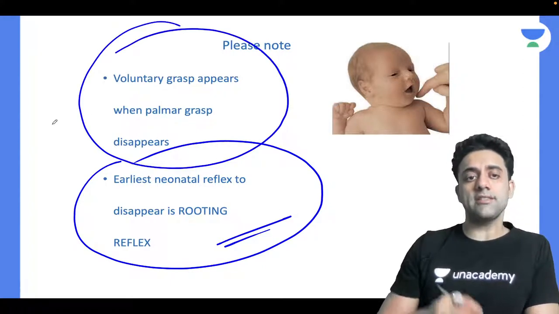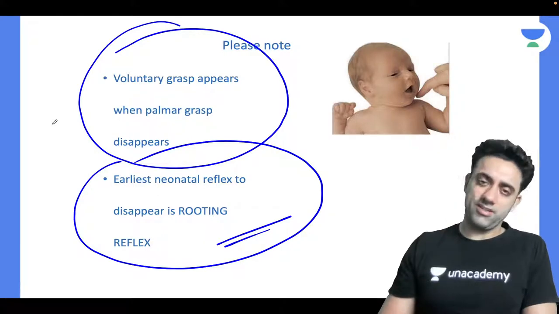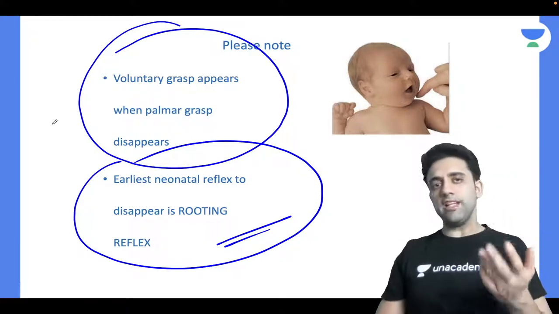And voluntary grasp appears when palmar grasp disappears. What was the palmar grasp? I showed you, right? The palmar grasp.